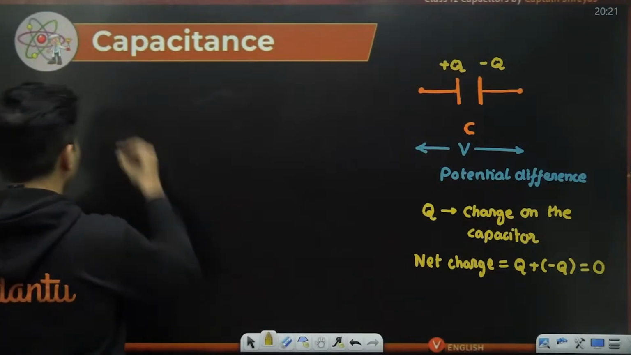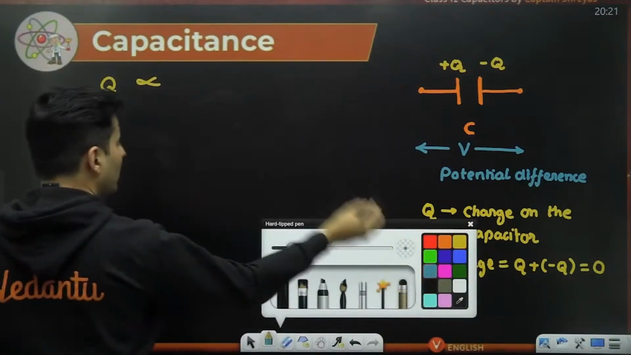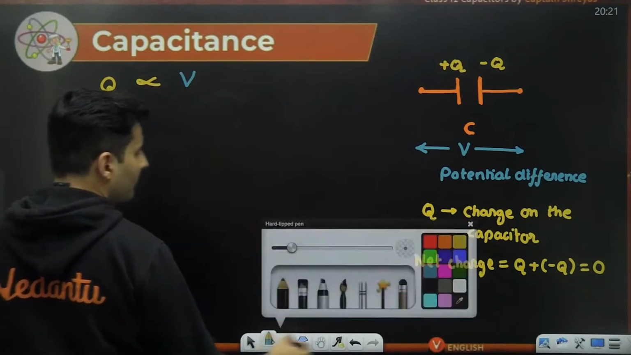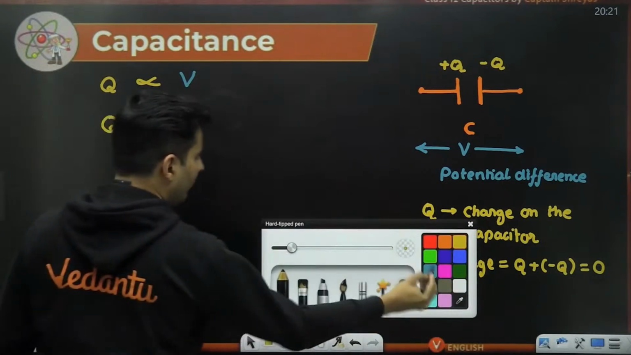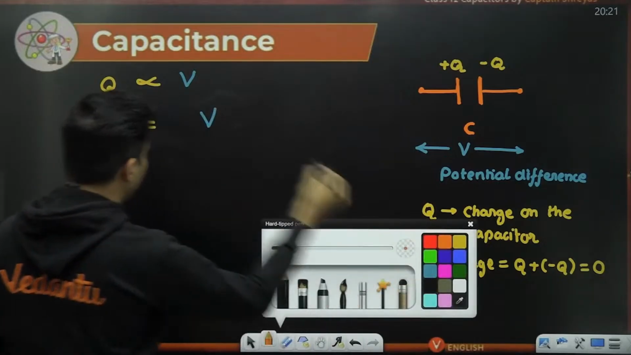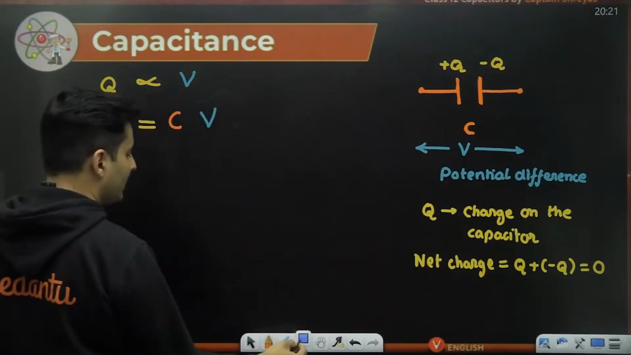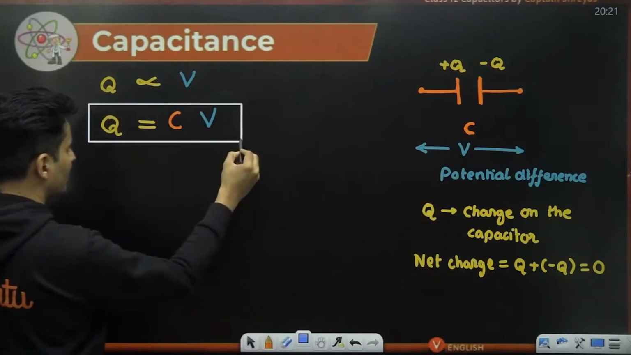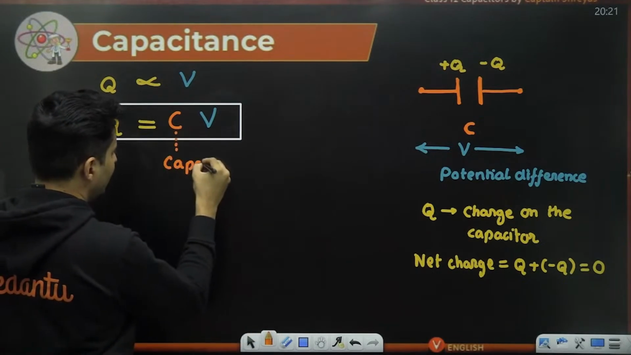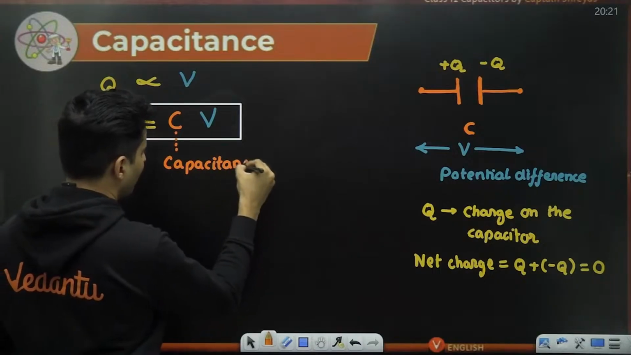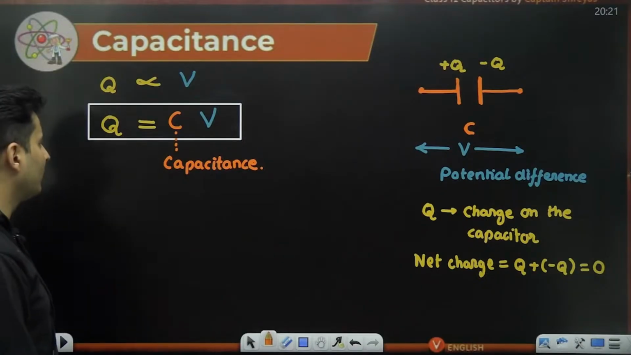It so happens that this particular charge is found to be directly proportional to the potential difference which you apply, and that constant of proportionality is then called the capacitance. So Q is equal to capacitance times voltage, Q = CV. This C over here stands for capacitance.